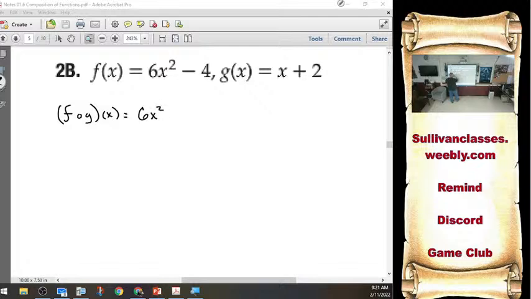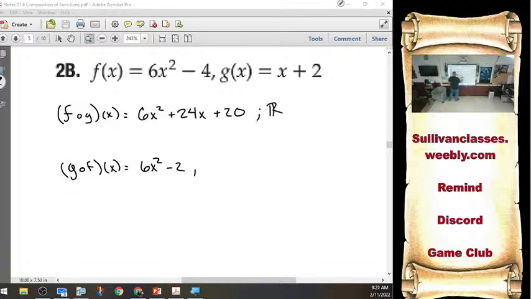Squared 2x, 4x, 24x, 4, 6 plus 24 plus 20. Yay or nay? Yeah.